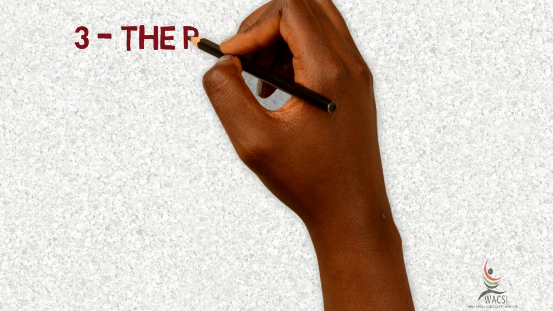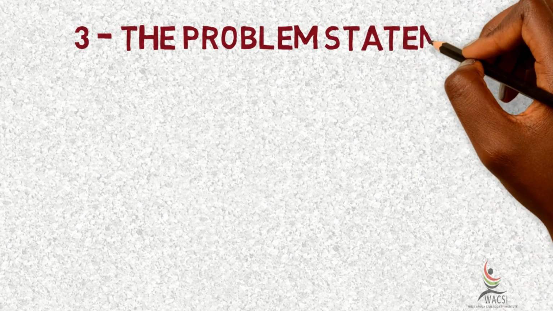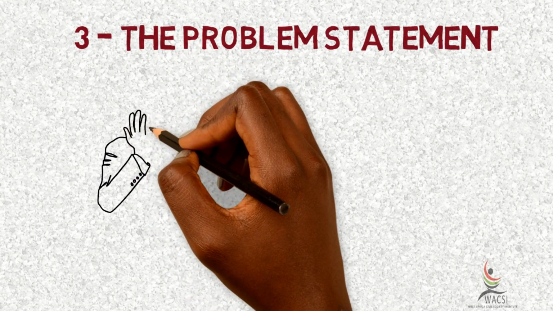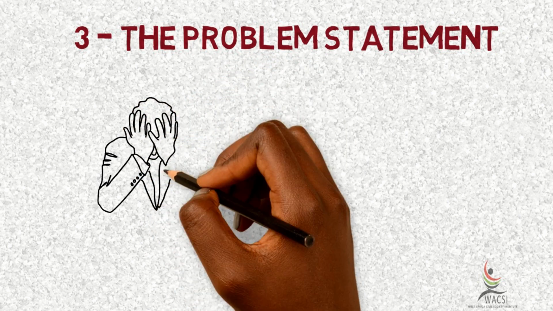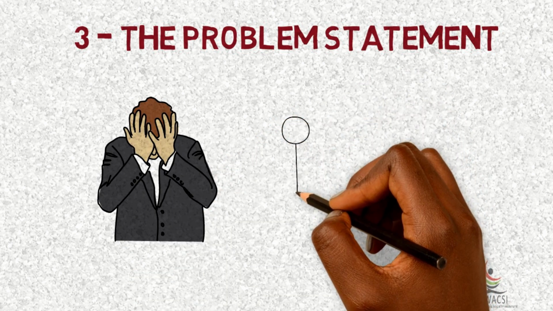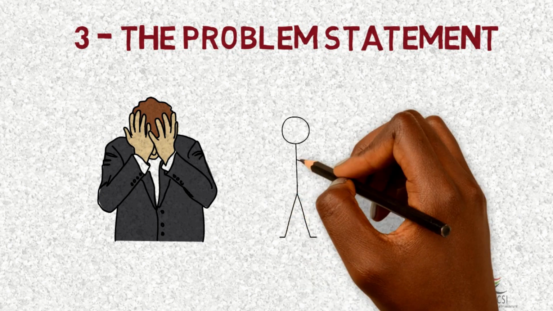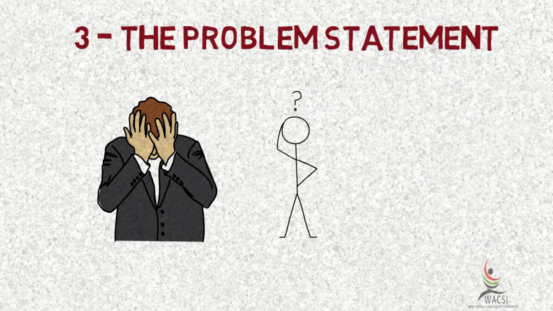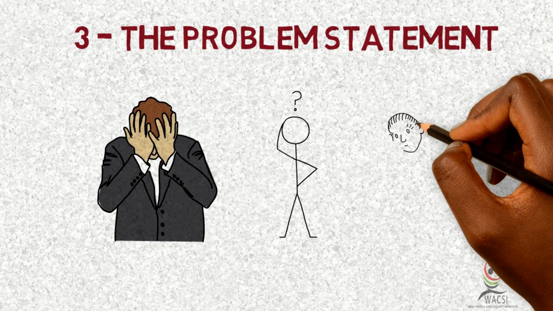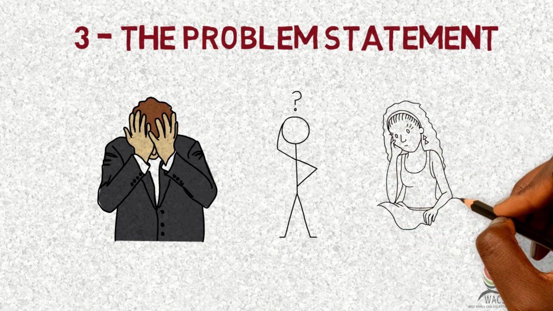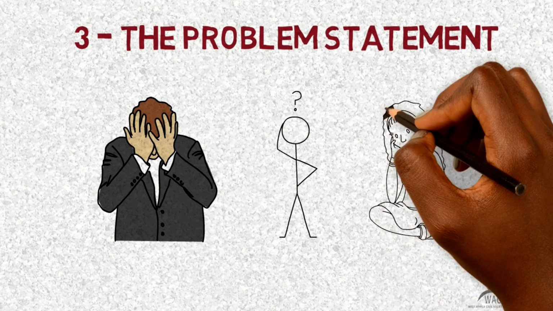Number 3, the problem statement. Often it is said, if you don't have a problem, there's no need to develop a proposal. So what is the problem? This is the aspect where you identify what the issue is, what you are responding to within the proposal. It also helps you to identify the specific need. So what is this problem that this proposal is being developed to respond to? This is the problem statement.